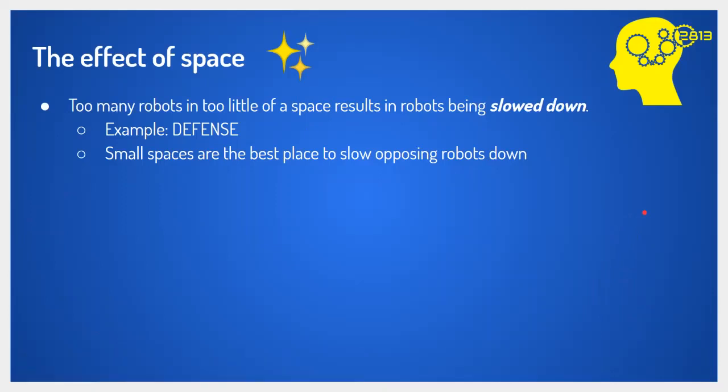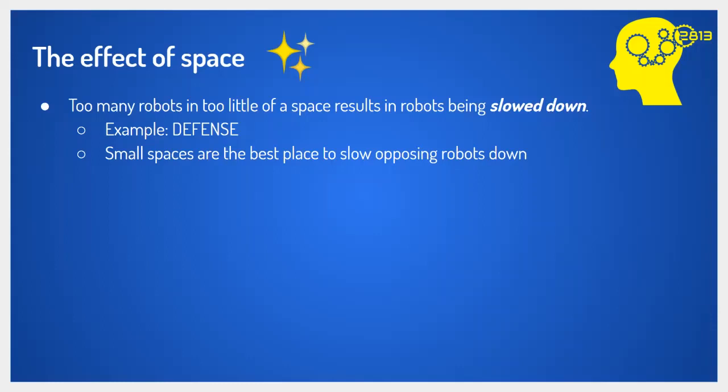So why do we care about space? The main reason is that too many robots in too little space results in robots being slowed down. If you want to have the most efficient cycles, the best way is a straight line from A to B, right? Or just the quickest path to get from one point to another. When other robots get in the way, you might have to modify the path, or maybe you have to slow down to get around these robots. It doesn't matter if these robots are on your alliance or not. Any robots in that space is going to make everything slow down.